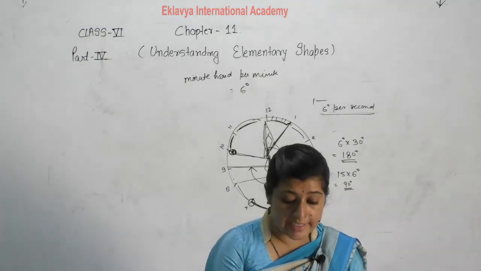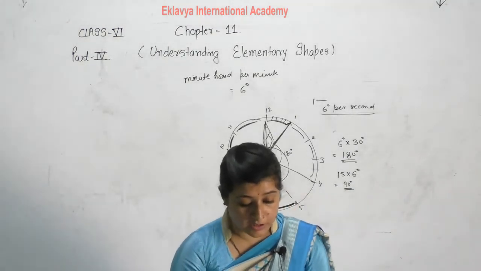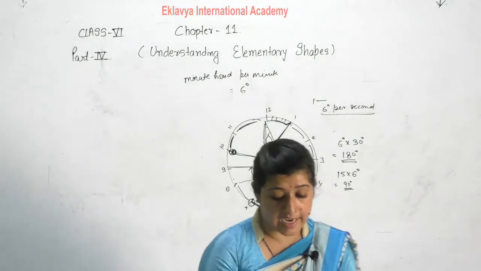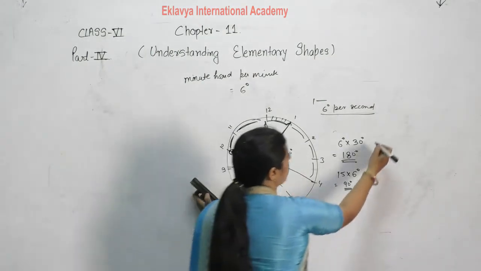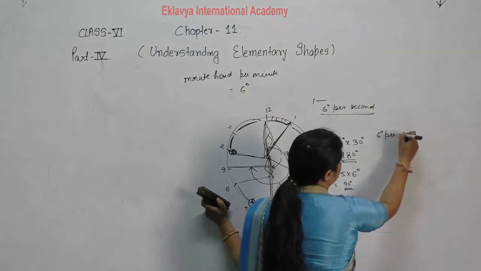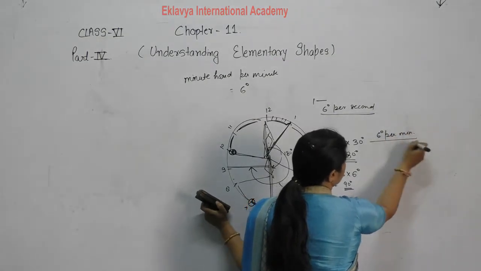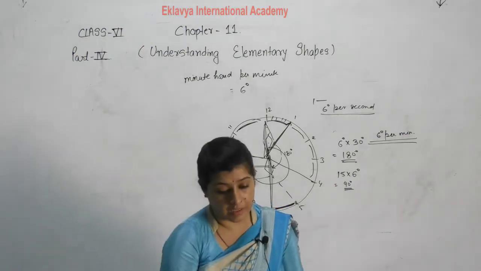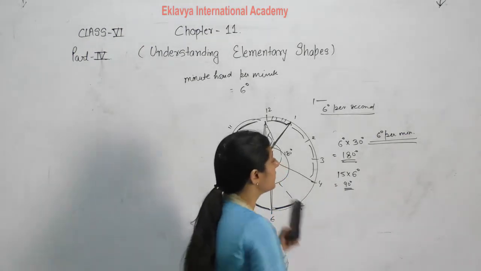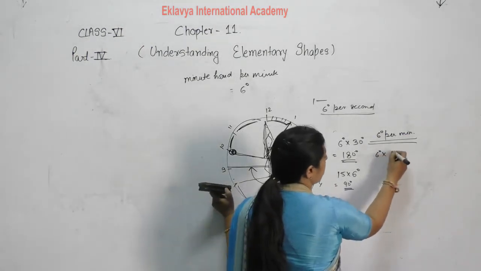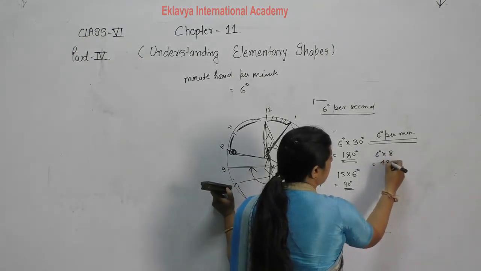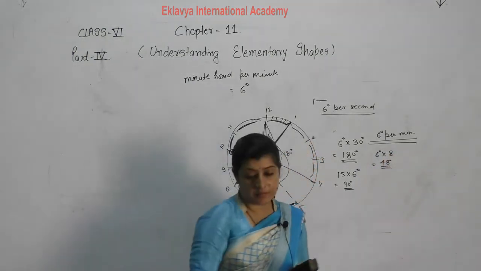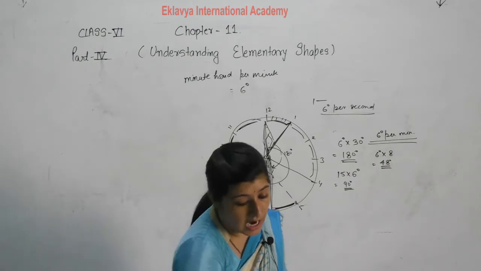Through how many degrees does the minute hand of a clock turn in 1 minute? Minute hand. In 1 minute, we know that 6 degree per minute. Minute hand move. So in 1 minute, it will move 6 degree. 8 minute, 6 degree multiply by 8. 8 6s are 48.